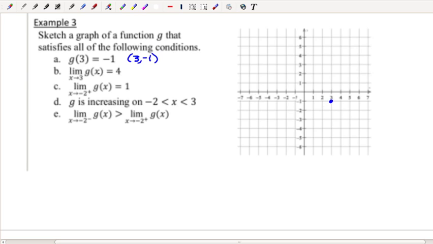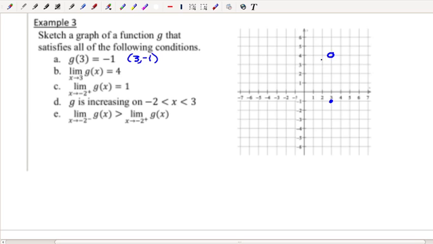Letter B, g of x equals 4 when x approaches 3. So I've got limit of g of x as x approaches 3 equals 4, meaning I'm going to get closer and closer and closer to a y value of 4 when I'm taking the limit as I get to 3. So it looks like my function is not going to be defined at 3, 4, but my limit is going to approach this open circle.